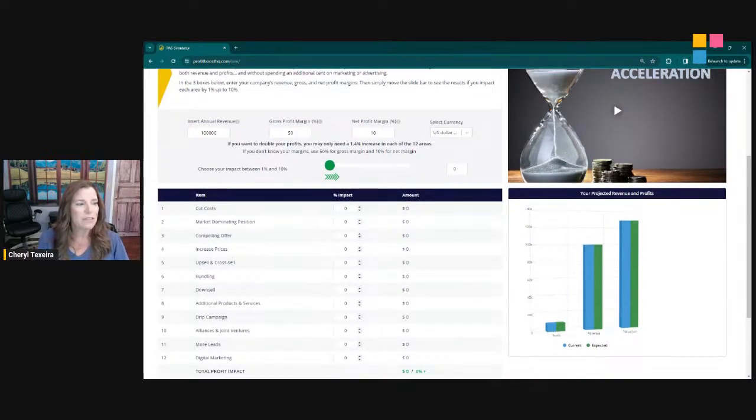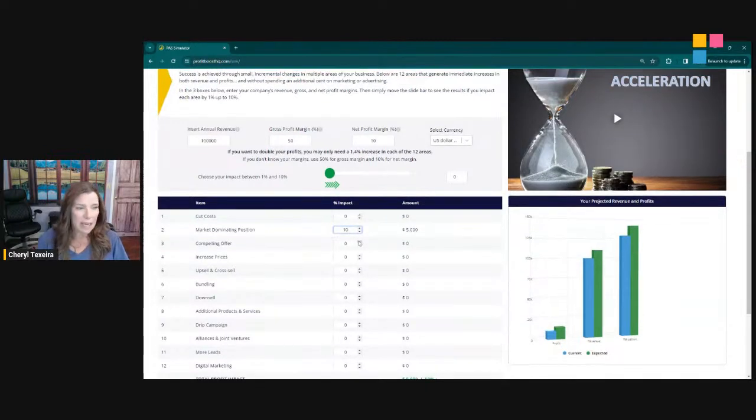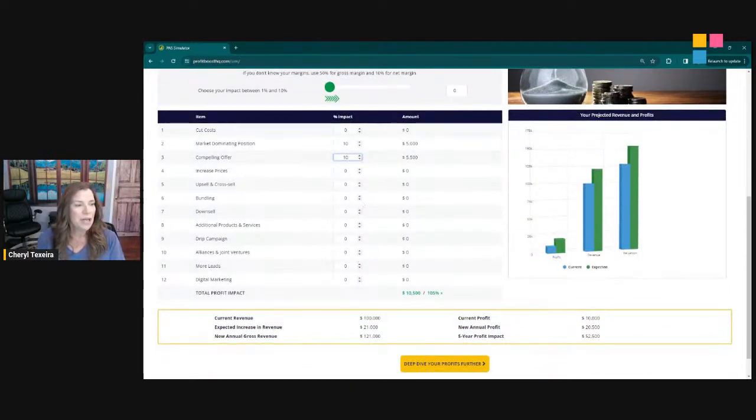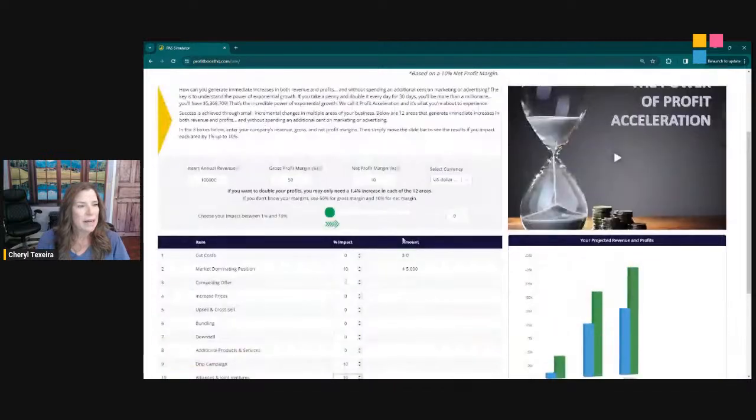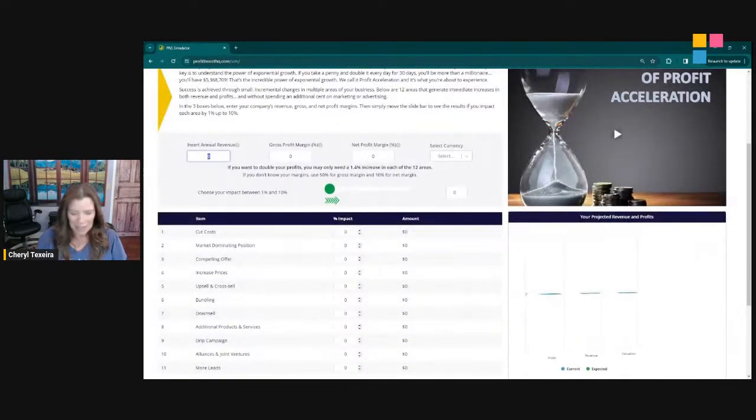The way this thing works, if you were to look at your market dominating position and you could increase it by 10%, and you could increase your offer by 10%, and you could do more leads and the joint ventures and a drip campaign. If we could put those things together, sorry, not compelling offer, we want the more leads, the drip campaign. Oh, now it's not working. Why? Let me clear it. Let's try this again. I messed it up.